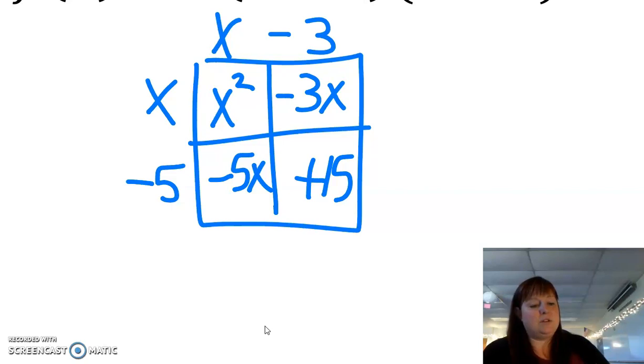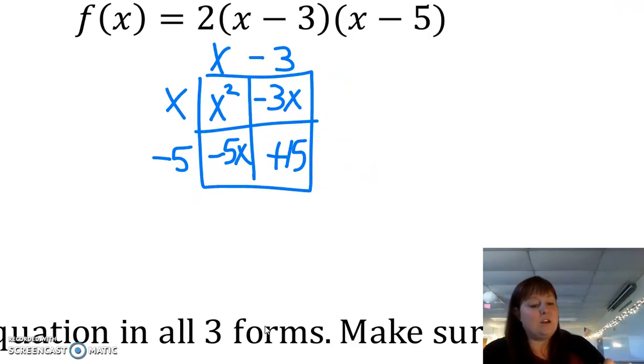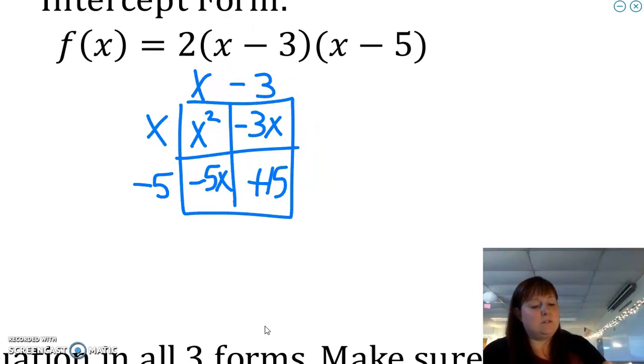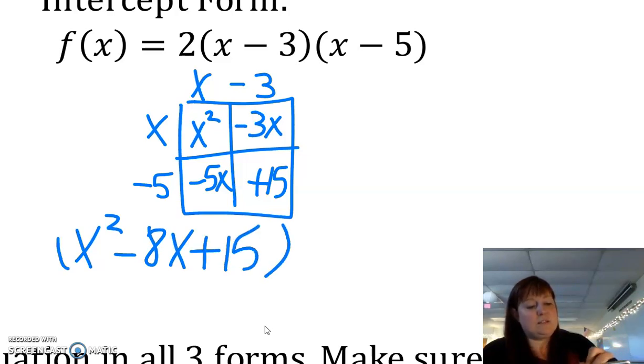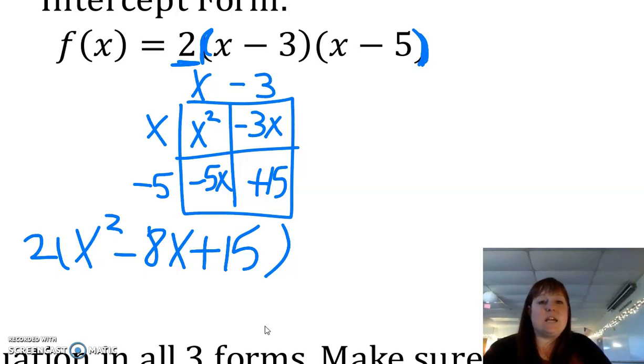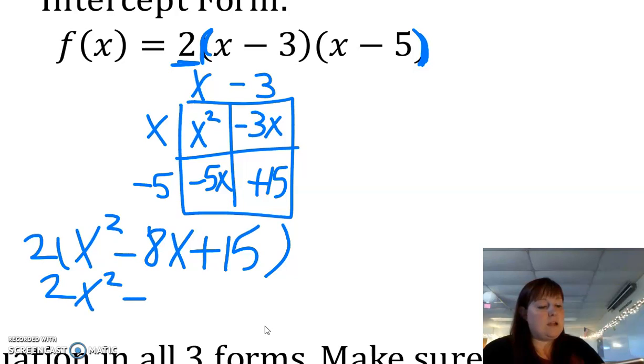From factored, we have x squared minus 8x plus 15. And again, that was this part right here. That's those two multiplied together. So we still need to multiply this too. Now, if you look at it, it still has multiplication in it, right? It still has parentheses, so we need to take care of those. We need to multiply everything in so that the parentheses are completely gone. So that's going to be 2x squared minus 16x plus 30.